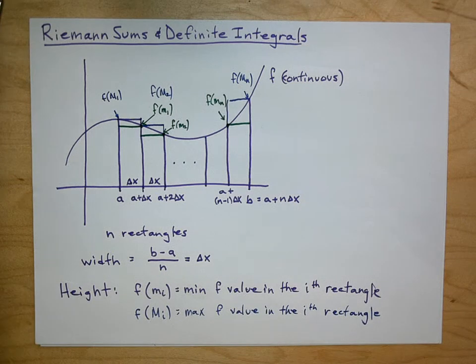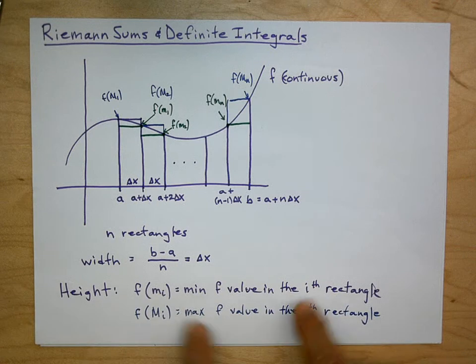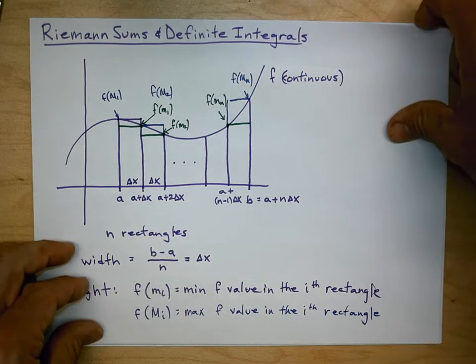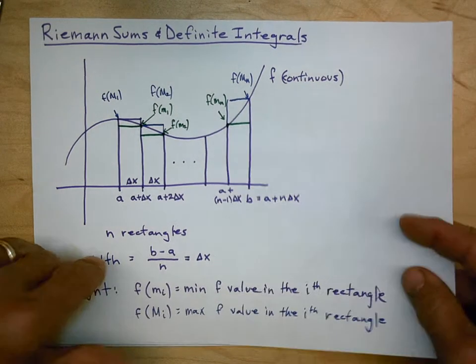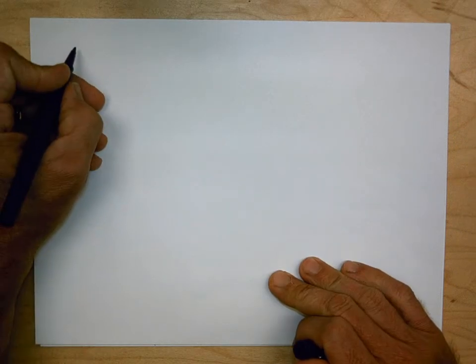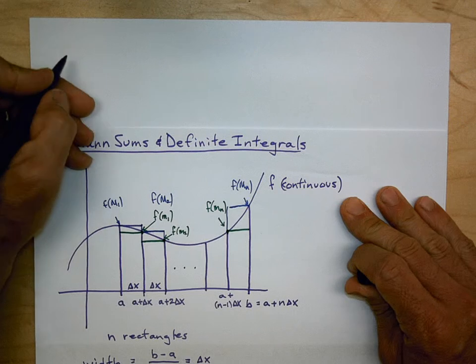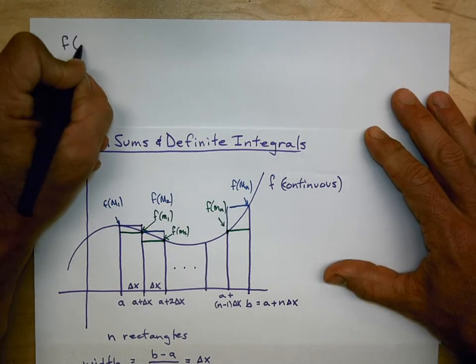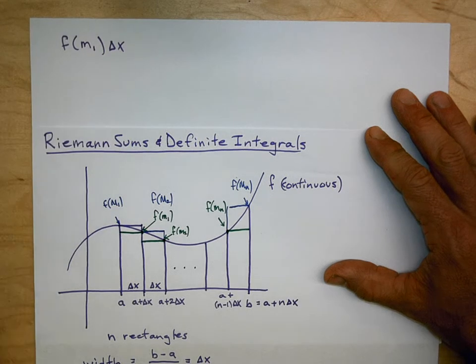So we want to use these different heights, this being the smallest height and this being the largest height of the rectangle within an interval, to define the upper and lower sums. All right. So what I want to do is say that if I take, well, let's keep this picture here. But if I take, for example, f of m1 times delta x. So does that make sense?